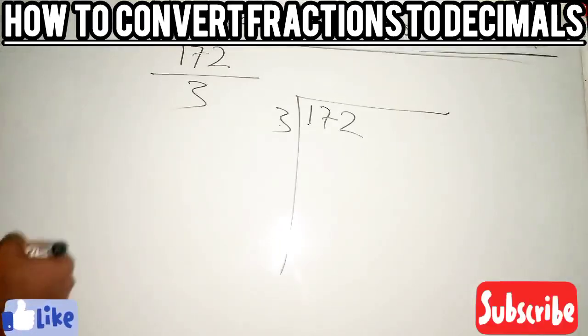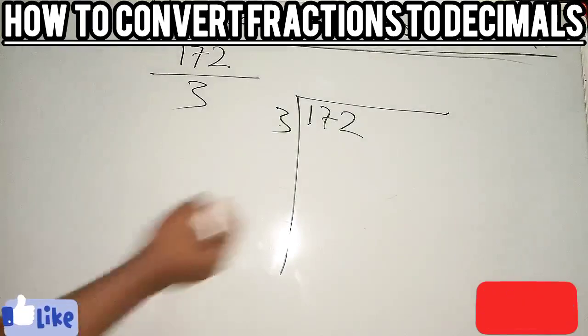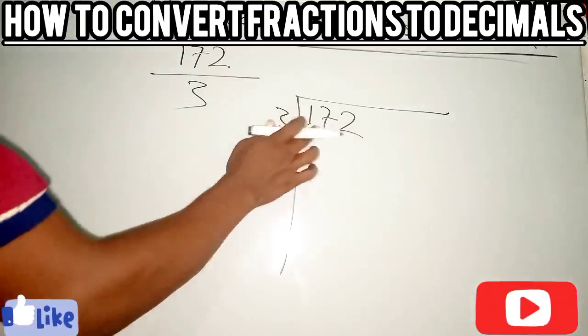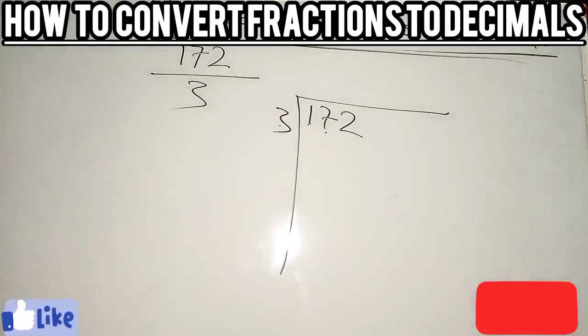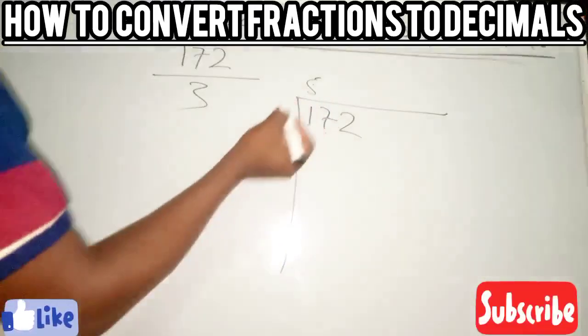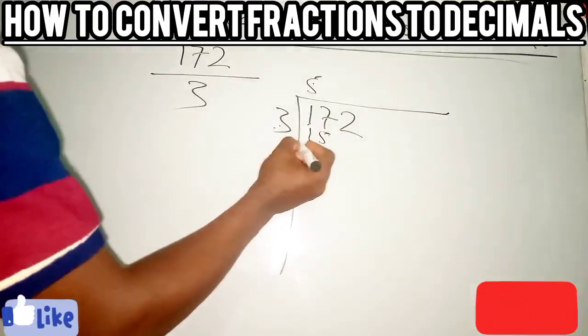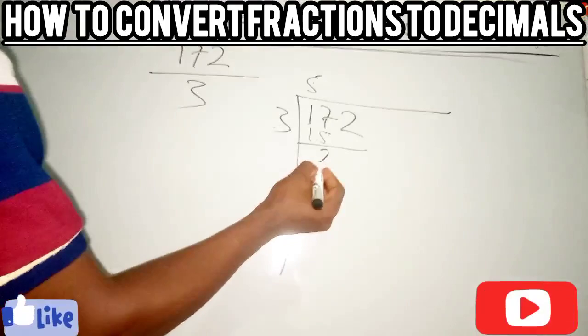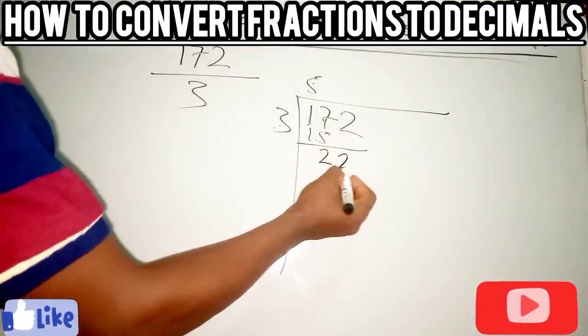Can 3 go into 1? No. So you're going to attach the 7 to make it 17. So can 3 now go into 17? Yes. How many times? 3 can go into 17 5 times. 5 times 3 will give you 15. You subtract. When you subtract 15 from 17, you have 2. Then you bring the other 2 down.